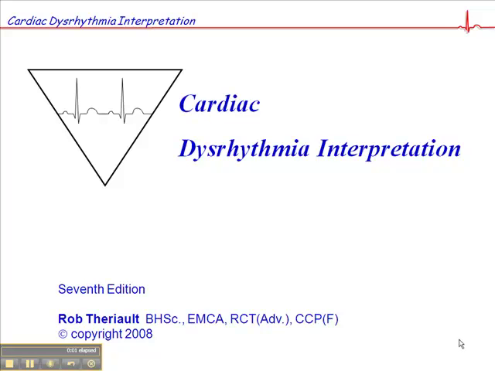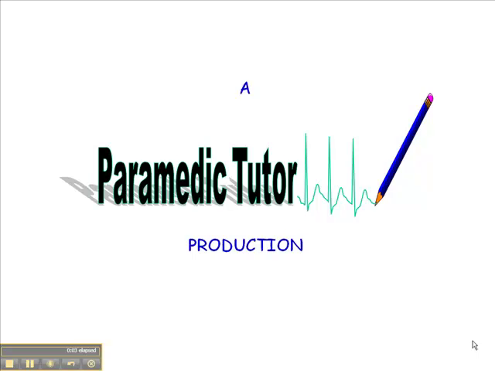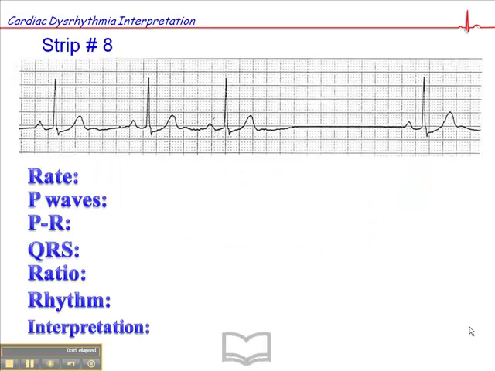This next ECG exercise is number 8, and you'll find it on page 88. And boy, this is a nasty looking rhythm. Does not look good. So let's start with the heart rate. Now, the heart rate's approximately 40.